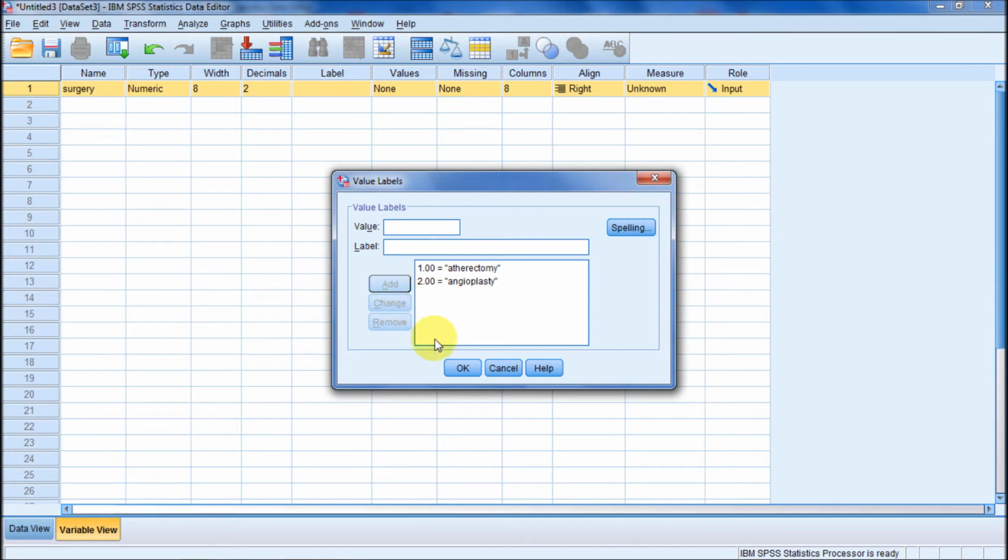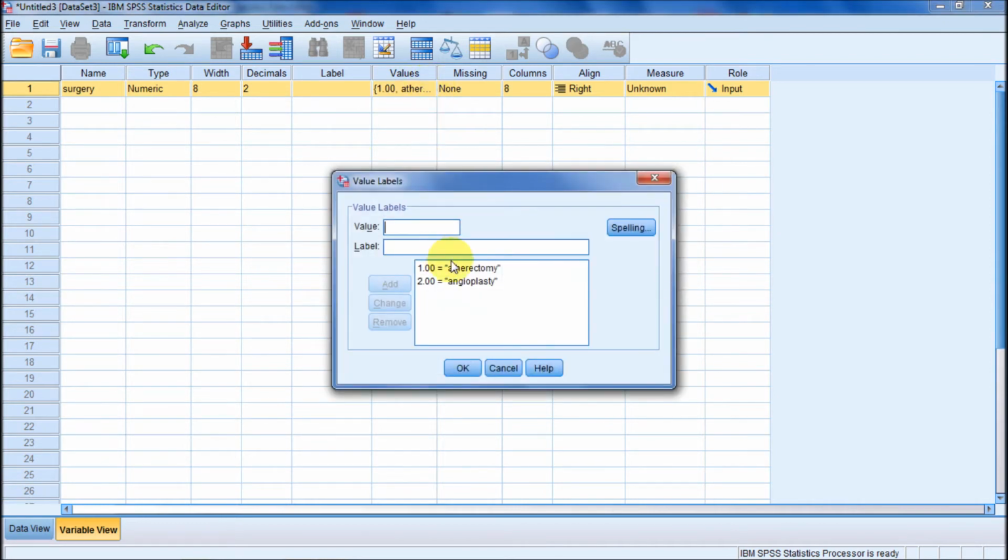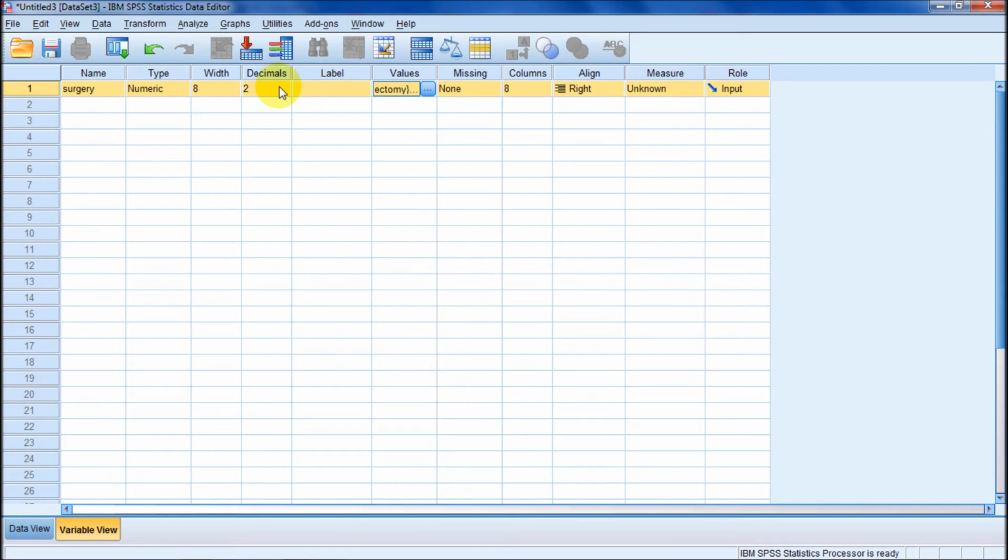and we'll add. Okay, so now we've got our two levels. One's going to be an atherectomy, two's going to be the patients who got an angioplasty. We hit OK. We're going to go over here. We only need one level. We need no decimals and only one width, because it's either going to be a 1 or a 2.